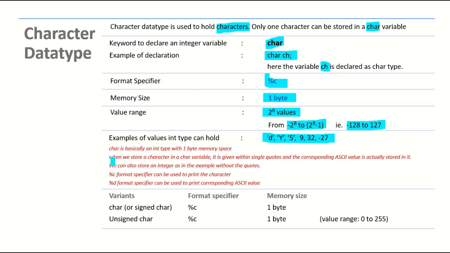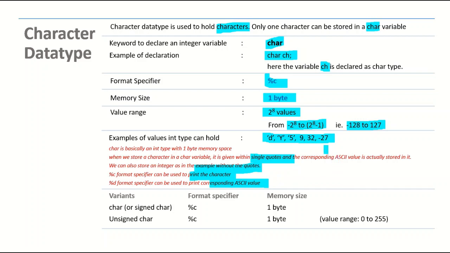When we store the characters in a char variable, it is given within single quotes and the corresponding ASCII value is actually stored in it. We can also store an integer as in the example without the quotes. So if we store the integers, we have to give without quotes. %c format specifier can be used to print the character and %d to print the corresponding ASCII value.